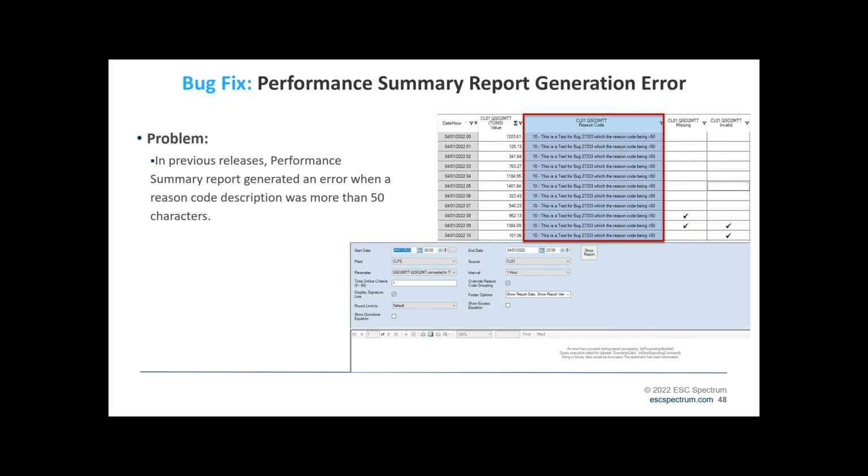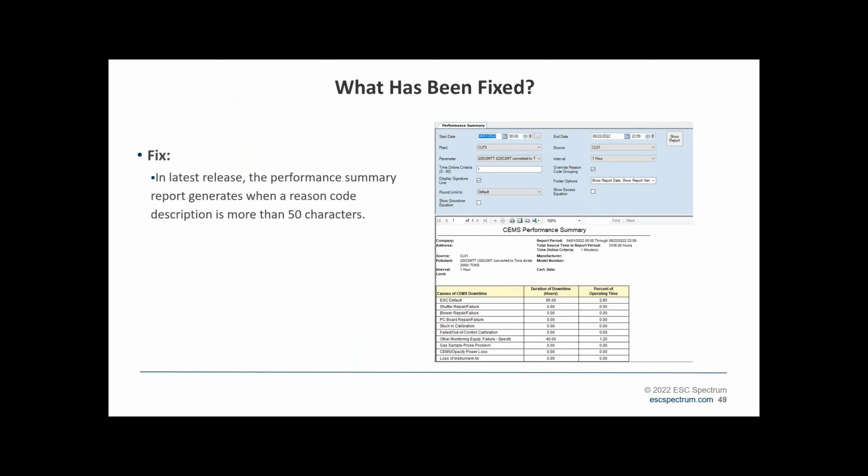Performance summary report generation error. In previous releases, the performance summary report generated an error when a recent code description was more than 50 characters. Now the performance summary report generates.